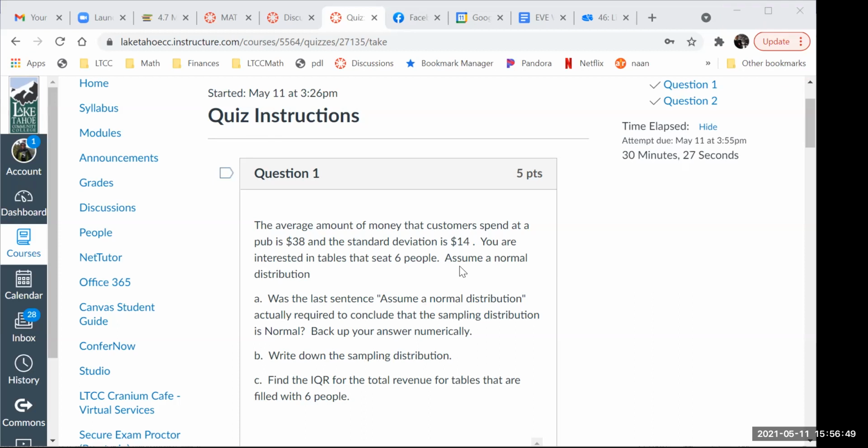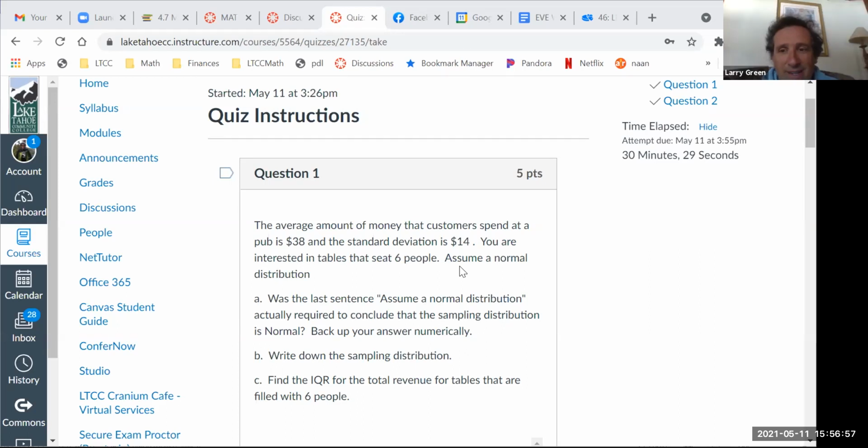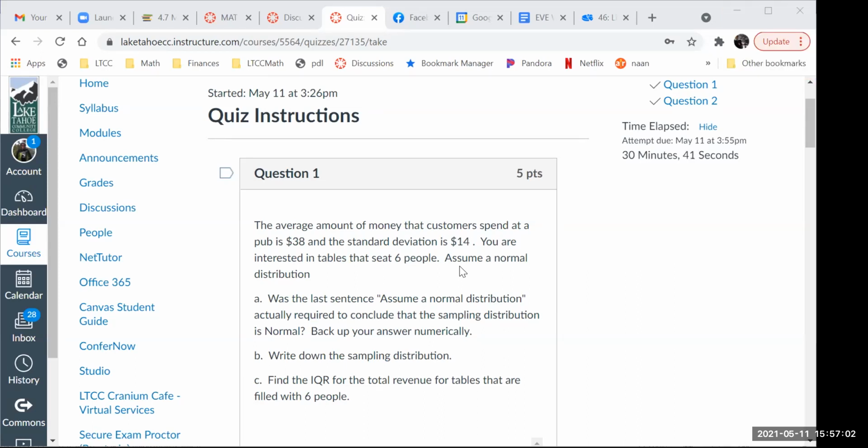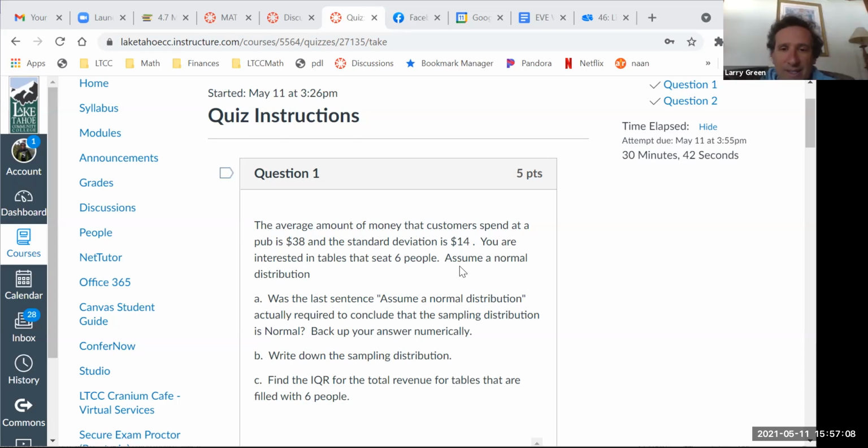Does that make sense? But in that case, do you still have to assume normal distribution with a sample size of 30? With a sample size of 30, that's not good enough. Okay, that doesn't answer my question. Do you still have to assume normal distribution with a sample size of 30? Yeah, if you have a sample size of 30, you need to assume a normal distribution.